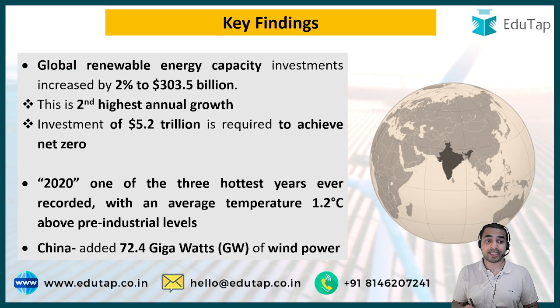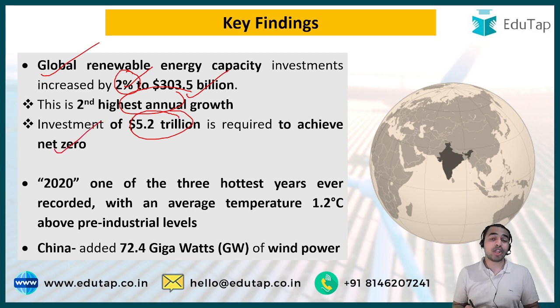As per this index, global renewable energy capacity investment has increased by 2% from the 56th edition to the 57th edition, to $303.5 billion. This 2% increase is the second highest annual growth ever recorded in the last 56 editions of this report. It also says that the world is going to face an investment challenge of $5.2 trillion in 2021, as it is required to achieve net zero emissions.